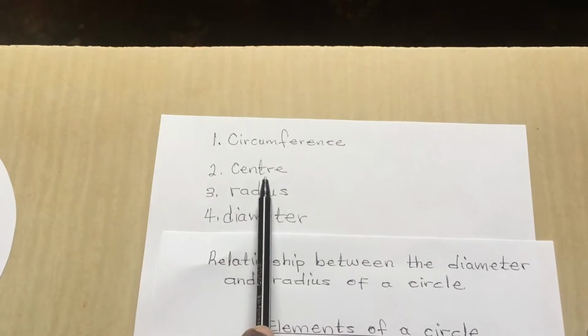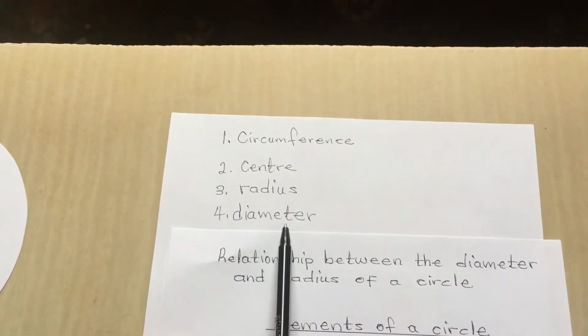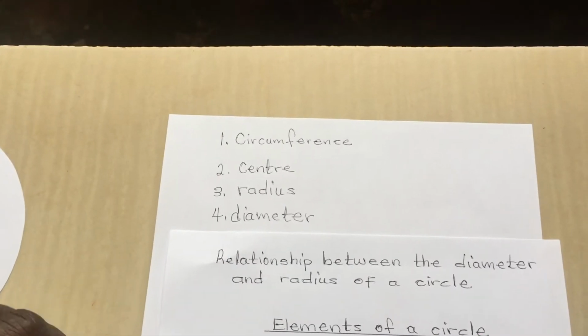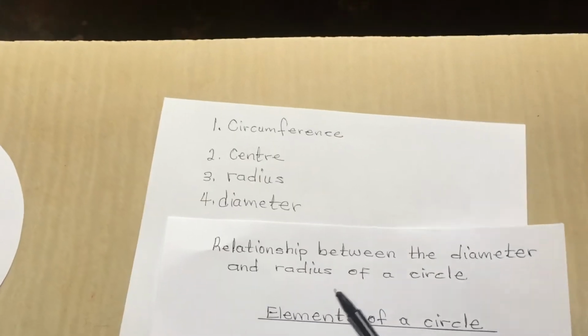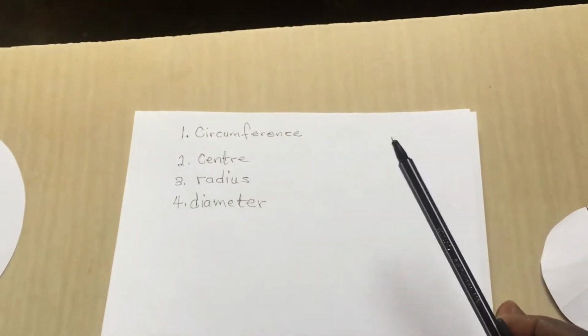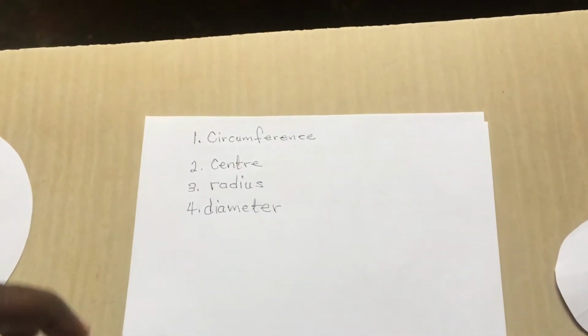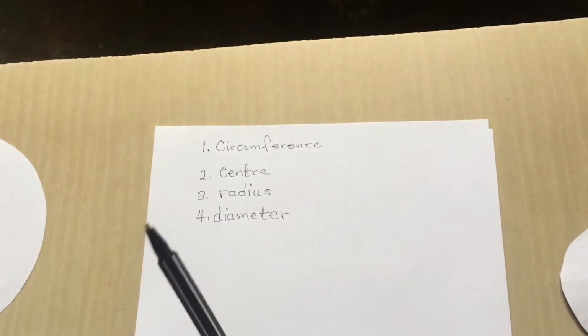Circumference, center, radius, diameter. So we'll look at these four. The first one is circumference. So what is the circumference? The circumference is the distance around a circle.